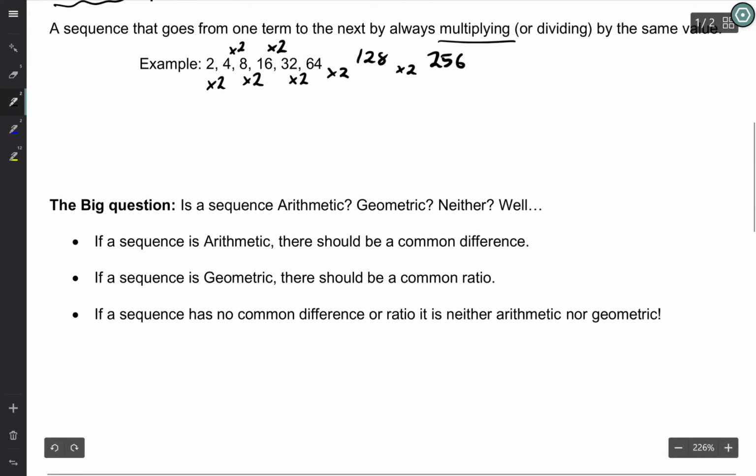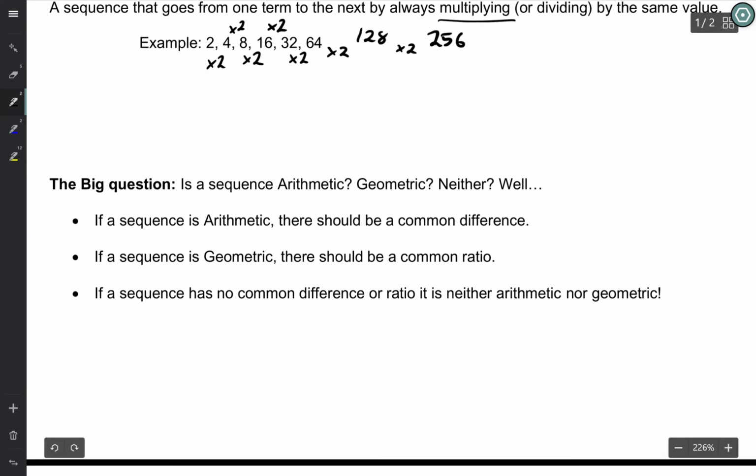So then our big question is going to be, is a sequence arithmetic, geometric, or neither? Well, if a sequence is arithmetic, there should be a common difference. This is a really important idea. If a sequence is geometric, there should be a common ratio. And if a sequence has no common difference or ratio, then it is neither arithmetic or geometric.